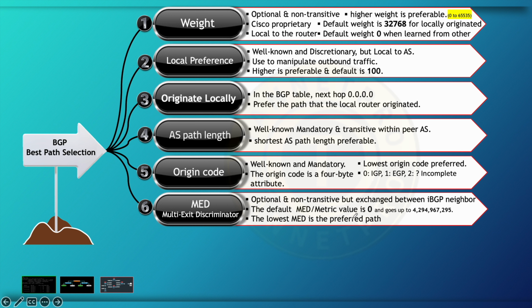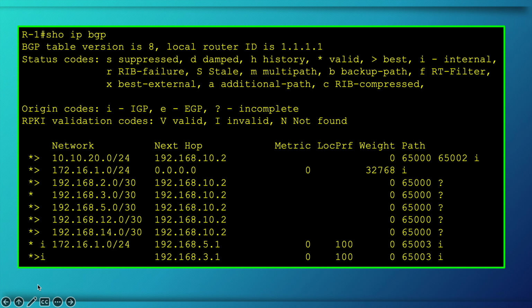And the default MED or metric value is 0, and it goes up to 4294967295, right? And here, unlike local preference, lower is preferable. Everything else, like weight and local preference, higher is preferred, but only MED is lower preferable, like origin code. Hope you understand. Now let me take you to the origin code in the table. Sorry, not origin code, it's the metric. It's my bad.